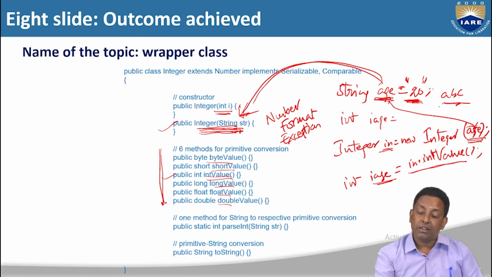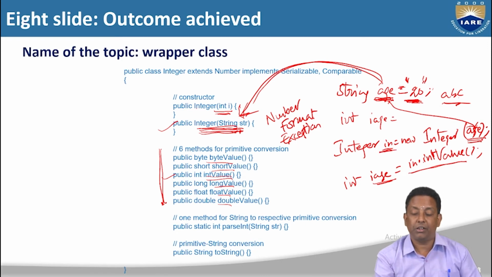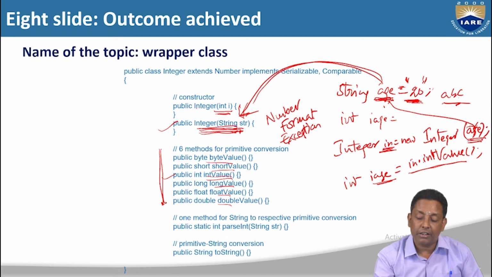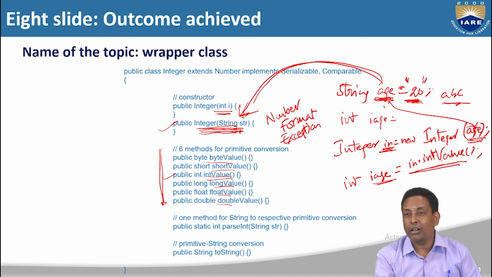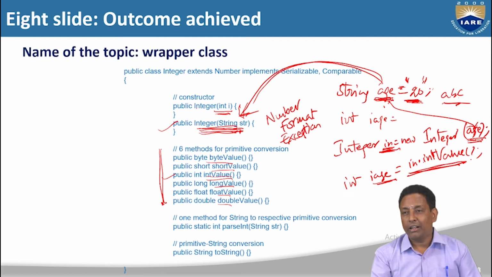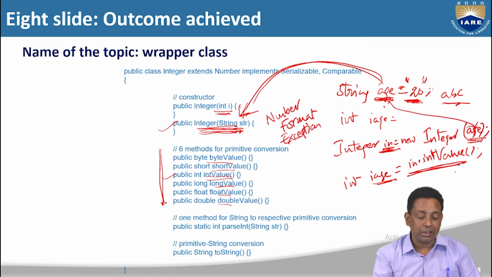But in order to convert string to int, we employ two steps. One is storing the string into integer and then calling integer object dot int value. This looks a little bit like a roundabout procedure, involving two steps. For day-to-day regular programmers, it is a tedious task storing a string into the integer class constructor, creating an integer object and calling integer object dot int value. It is a tedious and longer procedure.